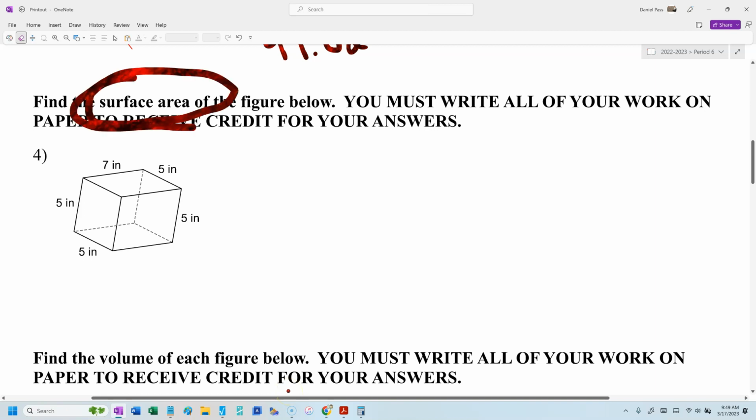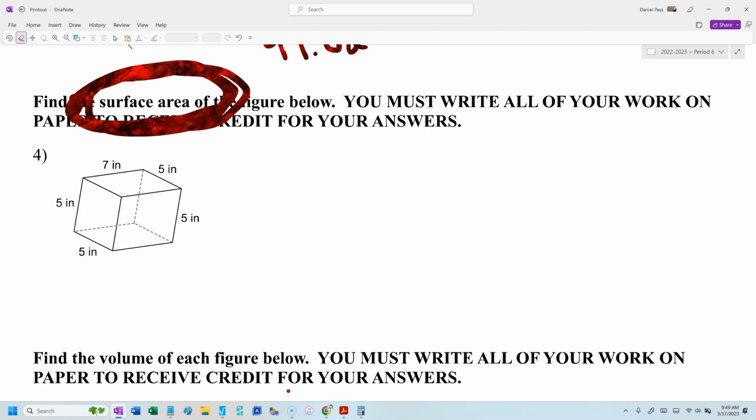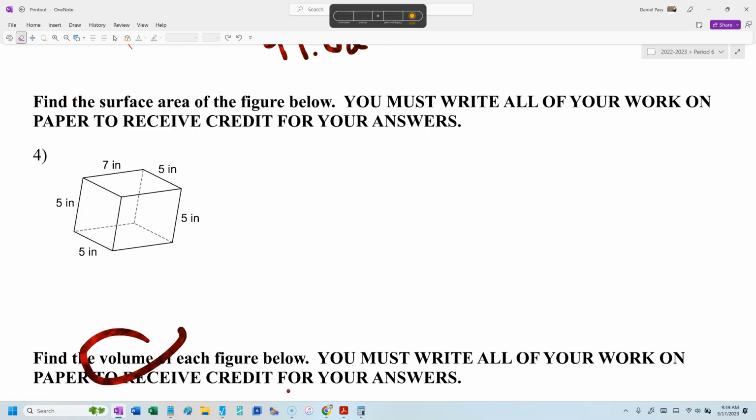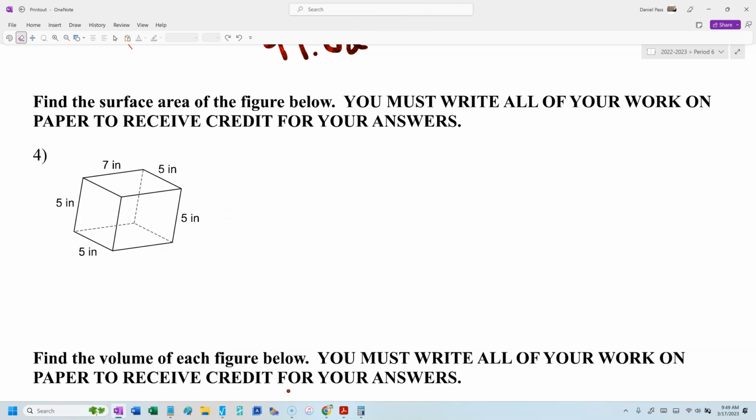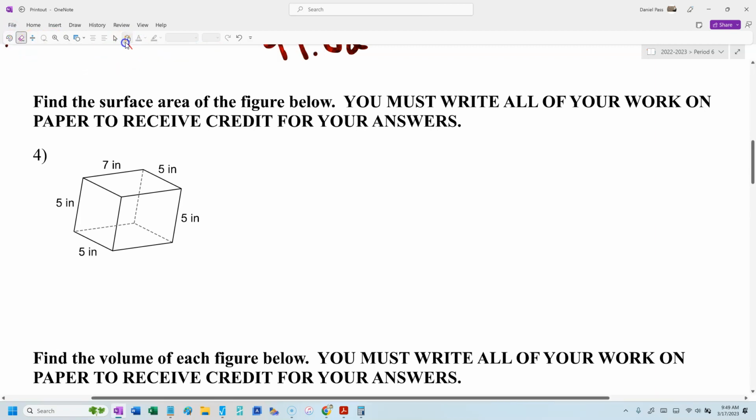So what are we finding here, Andrew? Surface area. You got to really pay attention. We're not doing volume yet. If it was volume, it'd be multiplying, but it's not volume. So we need to find all of the sides. Okay, you want to pick a color? I'll pick purple.